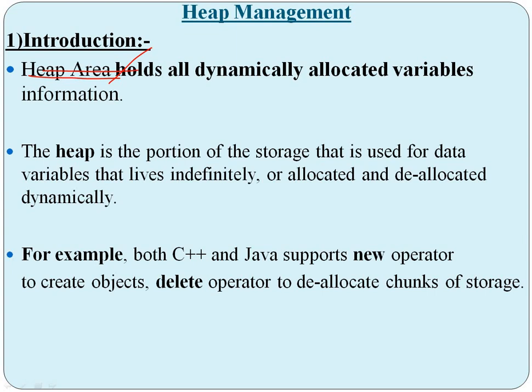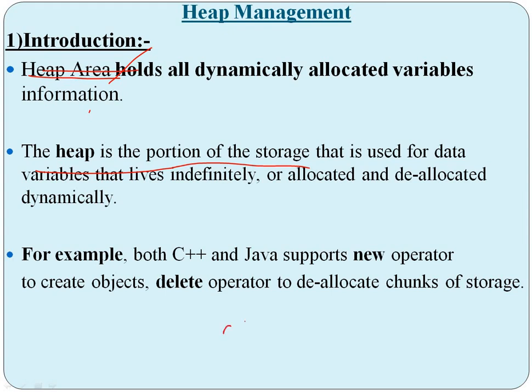The heap is the portion of storage that is used for data variables that live indefinitely, or are allocated and deallocated dynamically. Indefinitely means they are going to be allocated and deallocated at runtime dynamically, with no fixed storage. It can grow or shrink depending on the requirement of the program. So that is called heap.